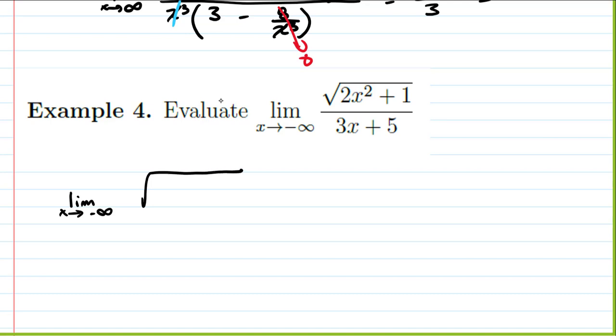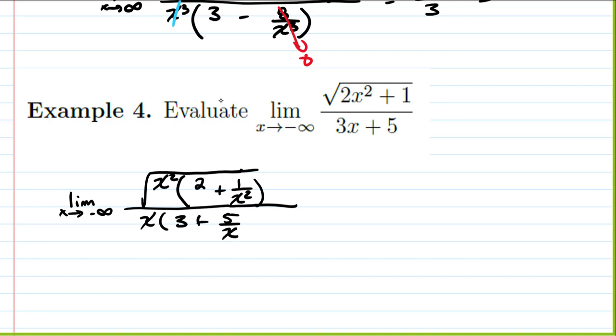And in the numerator, under the radical, I'm actually going to factor out an x squared, and we'll talk about why. And that leaves 2 plus 1 over x squared. And in the denominator, I factor out my x, which is 3 plus 5 over x. So now the question becomes, why in the numerator did I factor out an x squared? Well, what is the square root of x squared?